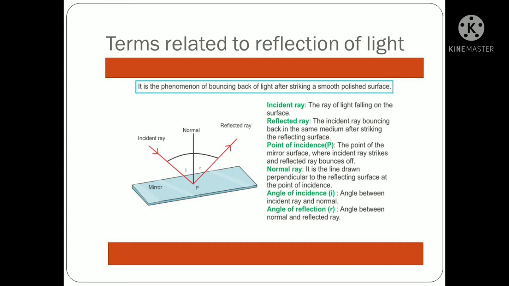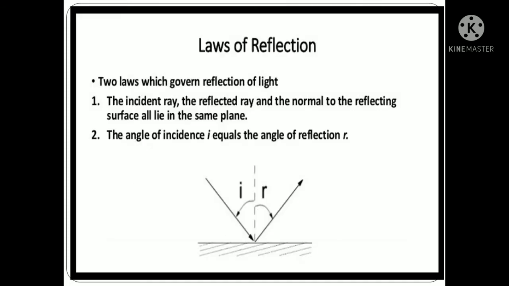So these are the terms we know, but there are some laws also. What are those laws that the reflection satisfies? Let's see the laws of reflection. There are two laws which govern the reflection of light. The first law is: the incident ray, the reflected ray and the normal to the reflecting surface all lie in the same plane.